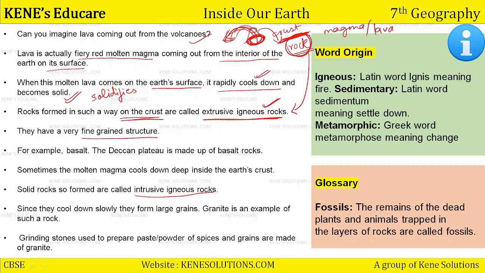बहुत ही fine grained structure होता है, एकदम grains आपको clearly उस rocks पे दिख रहे होंगे because it's solidified after cooling. It's solidified after cooling of magma outside the earth, right? On the earth's surface. That is why they have heavy grains. For example, basalt. Basalt एक ऐसा rock है which is an extrusive igneous rock, that means formed out of the cool down and solidification of magma.